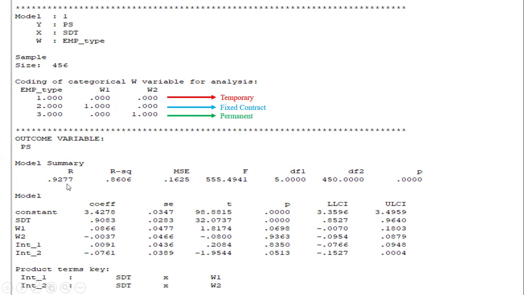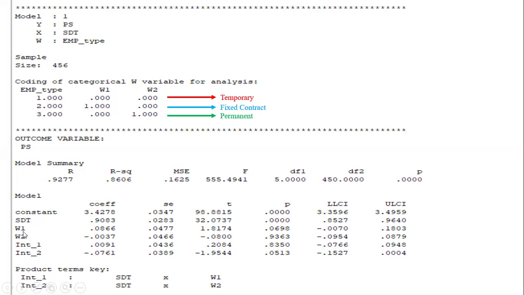It means the multiple correlation between your independent, dependent, and moderating variable is 92.77, which is positive, which is highly positive. Your R square is 86.6%. It means your dependent variable, which is project success, is 86.6% explained by the variance of your independent variable and your moderating variable and your interaction variable. Your model is statistically fit because it is less than 0.05.